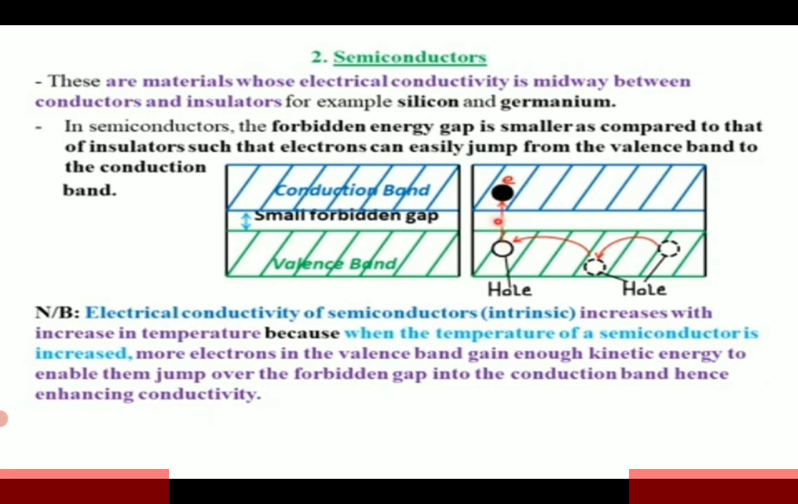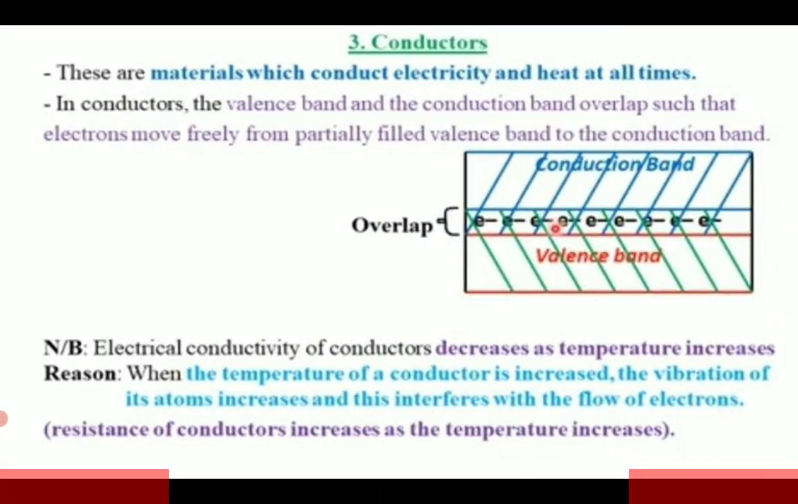All right, now let's look at our last class of materials, which is called the conductors. I mentioned at the onset that there are three types of materials based on conductivity, namely insulators, semiconductors, and conductors. Right, so what are conductors? So let's define conductors.